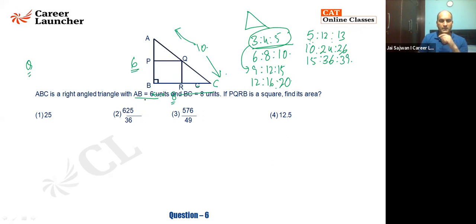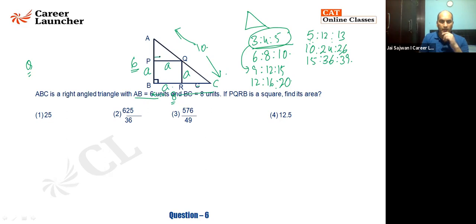Now it is given that it is a right angle triangle and PQRB is a square. PQRB is a square. Square is a quadrilateral where all sides are equal and the adjacent sides subtend 90-degree angle between them. So I can say the side is A, this side is A, this side is A, this side is A.